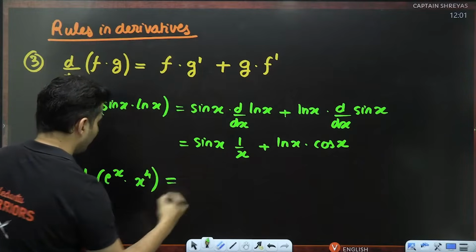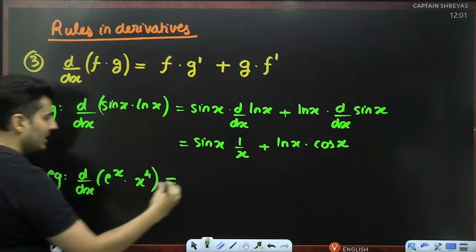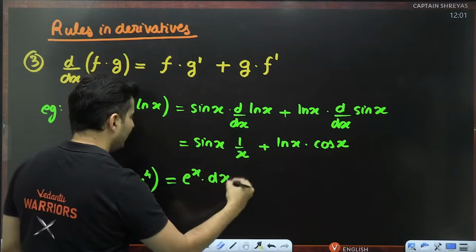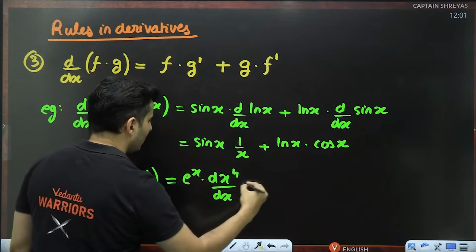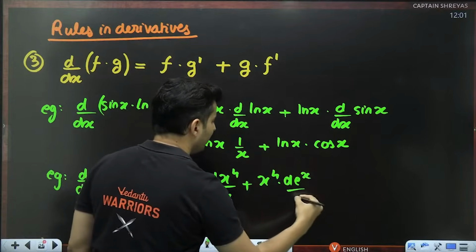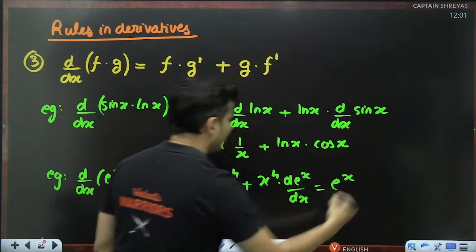X raised to 4. These are two functions which are being multiplied. This is f, this is g. So write down the first function as it is, the derivative of the second function. Then the second function as it is, derivative of the first function. E raised to x is coming as it is.